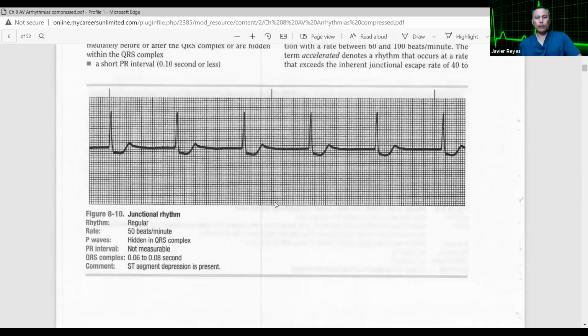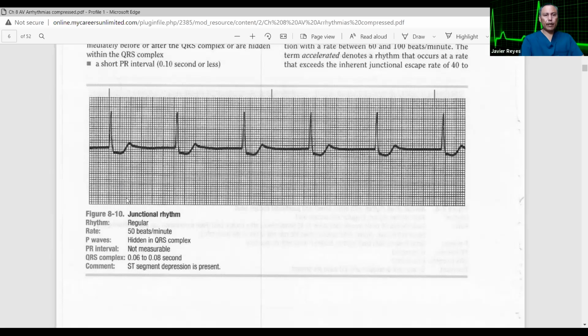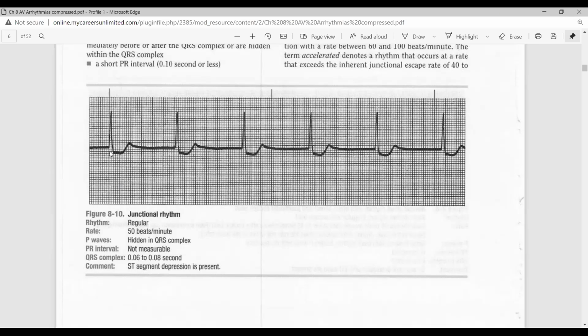So what defines a junctional rhythm? Primarily, it's going to be your heart rate and the P waves, right? Where's your P wave here? Do you see any P wave? I don't see it either, but it should be around here somewhere. And the heart rate is what? 50. It says 50.